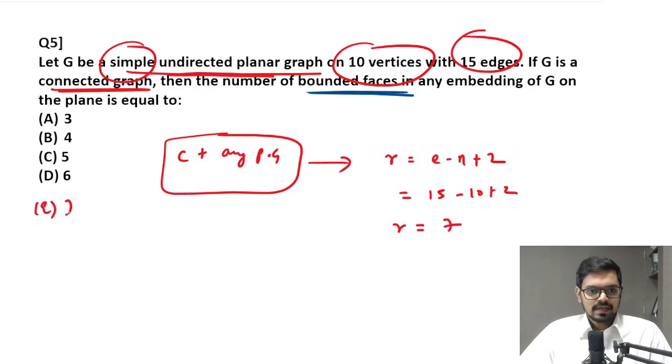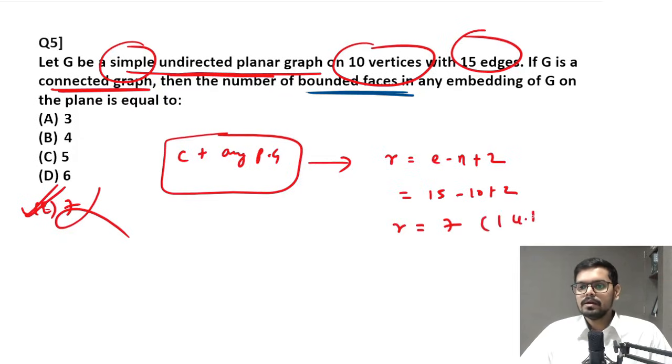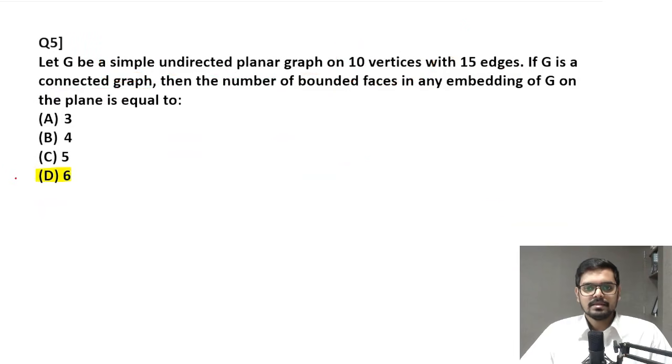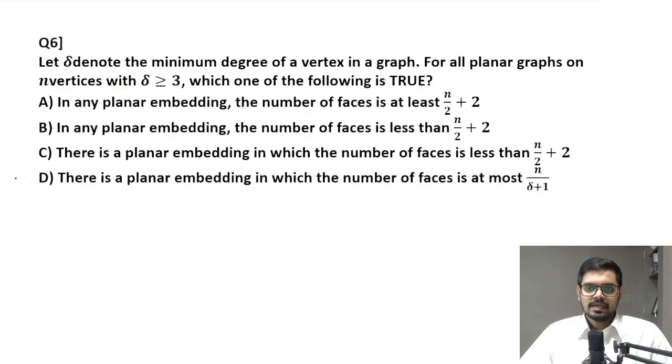If I was the GATE examiner, I have a very dangerous mind. I will keep one of the options as 7. And I know a lot of students will mark 7. That is incorrect. 7 is incorrect since 7 has one unbounded region plus 6 bounded regions. So the correct answer is 6 bounded regions. Option D is correct. Makes sense? Easy. To the next question.